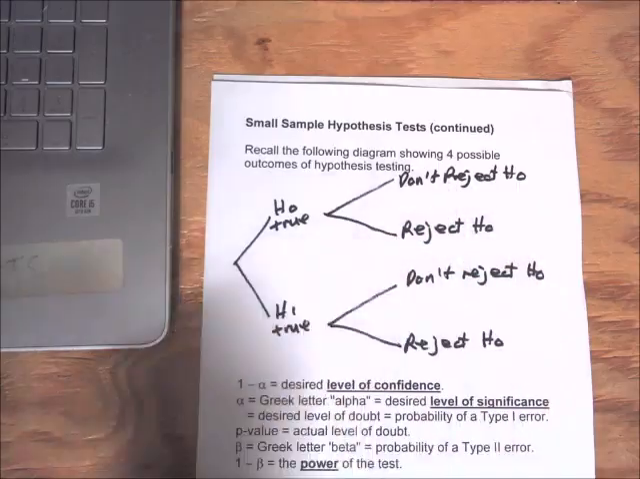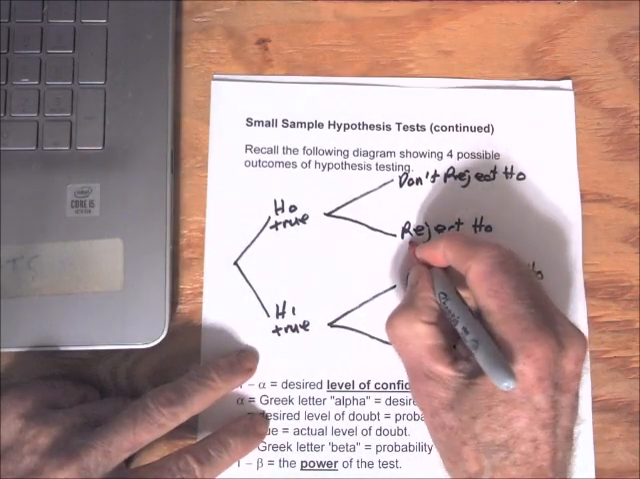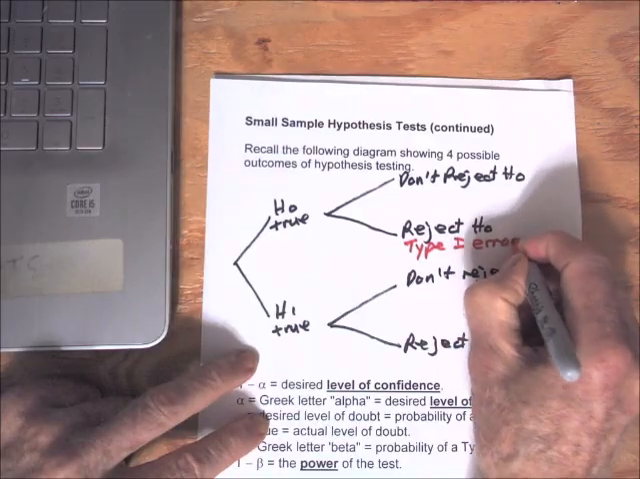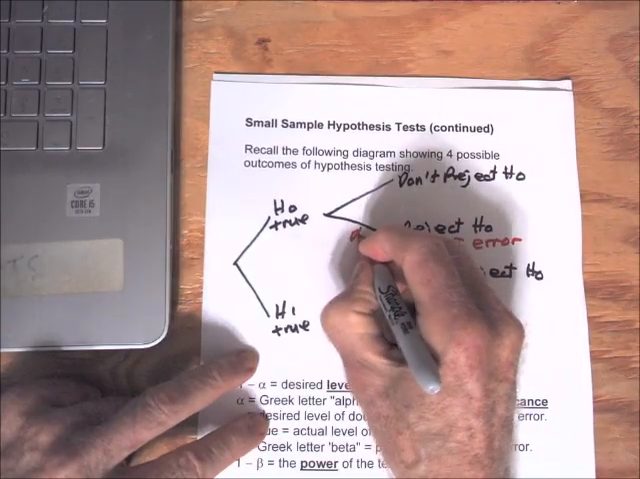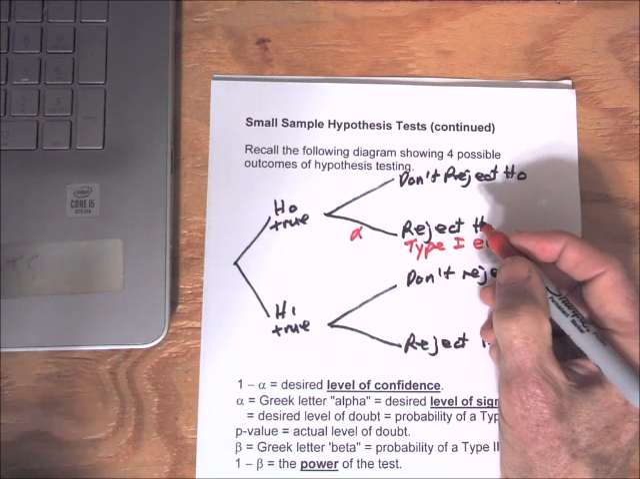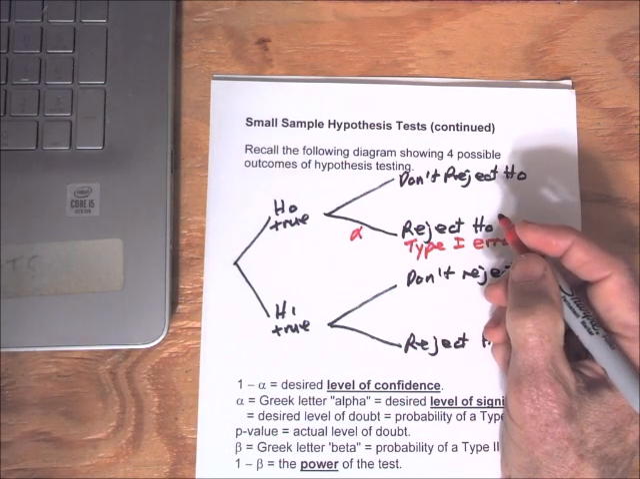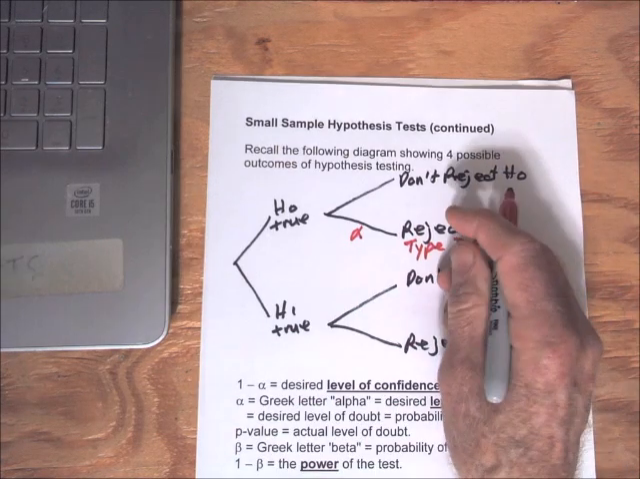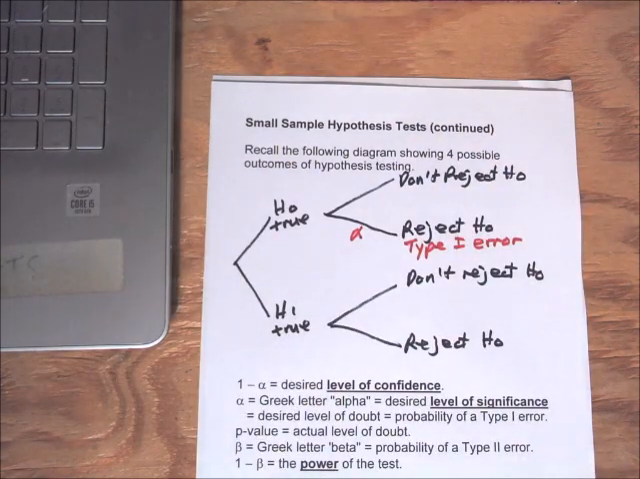So if we reject h0 and h0 is true, that's called a type 1 error. And they use the Greek letter lowercase alpha. It looks a little bit like an A. To represent the probability of a type 1 error. Well, the alpha is set by the researcher. We'll usually use 0.05 for alpha. 0.01 is another commonly used value for alpha if you want to be very sure that you're not making a type 1 error.